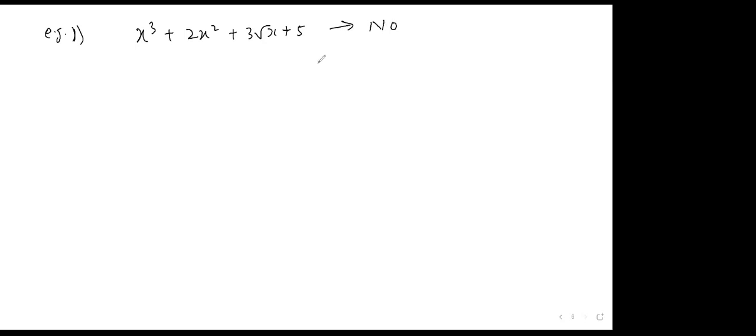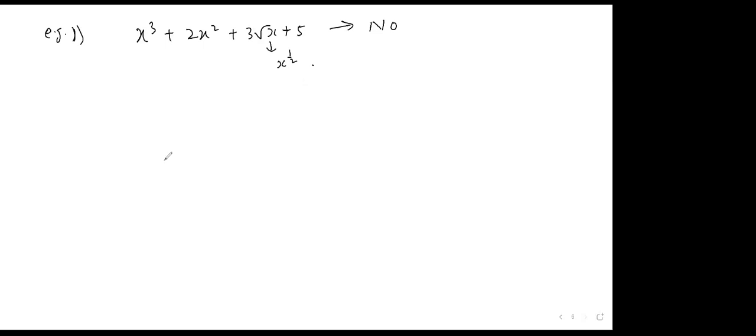Why not? Because of the power of x. The power of x over here is half. And what I told you earlier is that the power should not be other than whole numbers. Power should not be a fraction or negative. It should be whole numbers from 0 to anything. But that should be a whole number only. Only then we can call them polynomials.